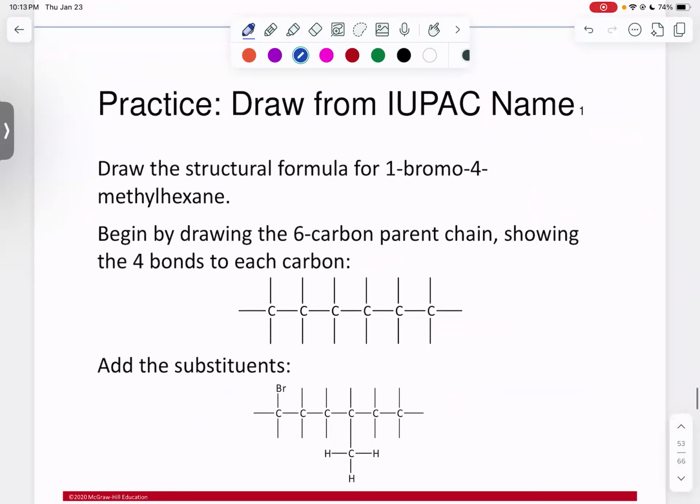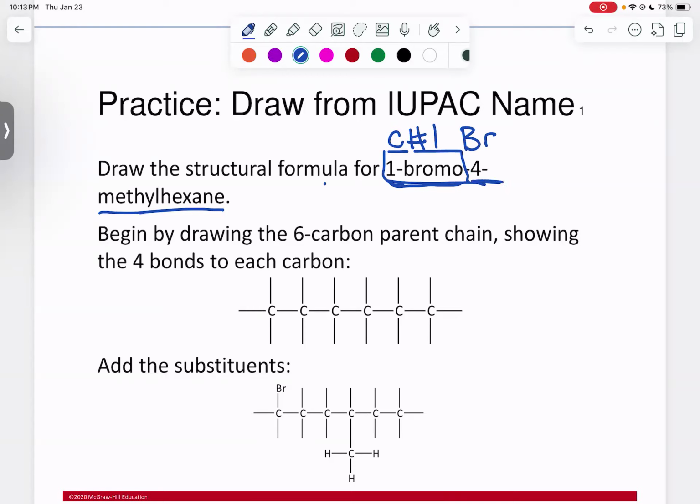Then also you have to be able to go in the opposite direction. You have to be given a name and be able to go to the structure. So when you're looking at a name, you know that this is a substituent. So coming off of carbon number 1, you have a bromo. What is bromo? It's just bromine. Anytime you have a halogen, that's how they do it. They say bromo, iodo, chloro, all of that.